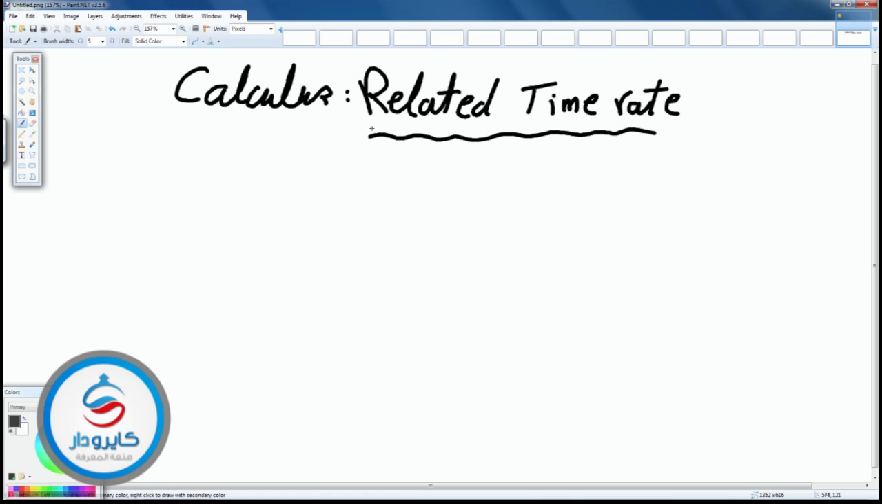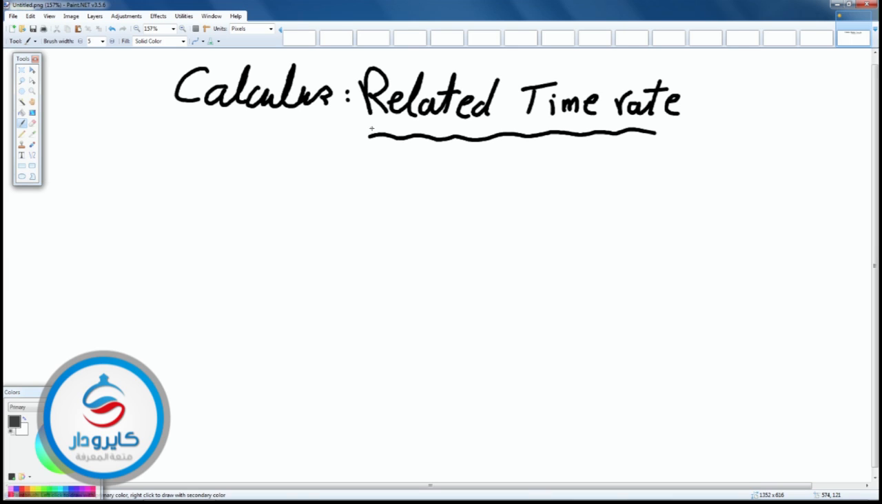What do we mean by the title related time rate? As we know, in the previous lessons of differentiation, we differentiate the function containing the symbol x or y according to the symbol x. As we know, dy over dx means the first derivative, or d2y over dx squared is the second derivative of the function y according to the variable x.